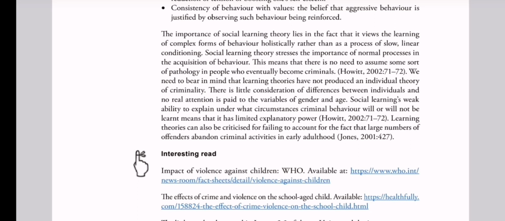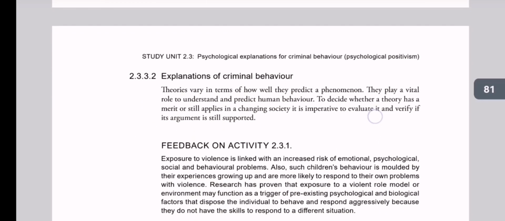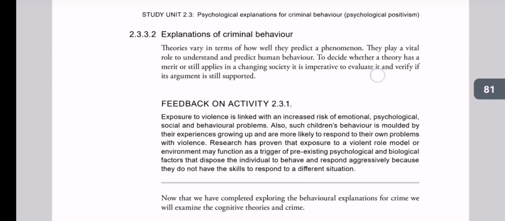And then we're going to move to explanation of criminal behavior. Theories vary in terms of how well they predict phenomena. They all play a vital role in understanding and predicting human behavior. To decide whether a theory has merit or still applies in a changing society, it is imperative to evaluate it and verify if its argument is still supported.